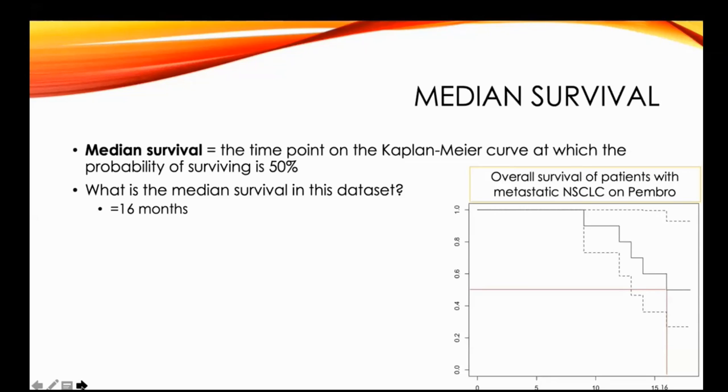So if a patient with non-small cell lung cancer and Pembro asks you, how much time do I have? You can say that 50% of people survive about a year and 4 months.